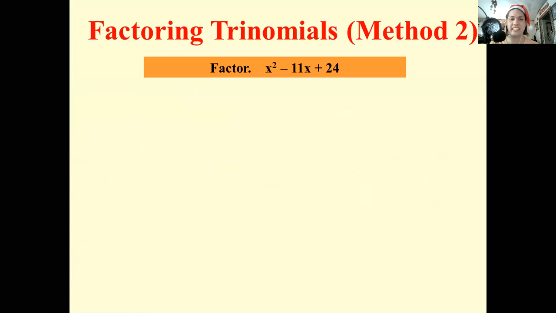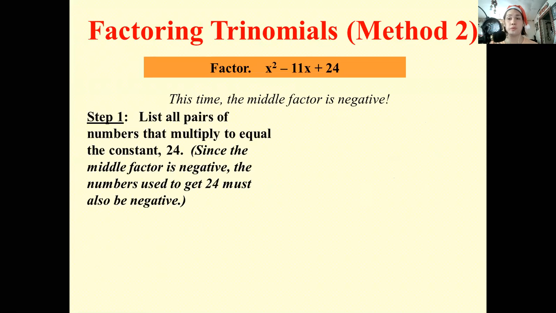Very exciting. Okay, so now what about this one? x squared minus 11x plus 24. Same steps. This time, the middle term is negative. So take down note, the coefficient of the middle term is negative. So of course, we will look for the c, or your third term, the constant term, which is 24. So find the factors of 24.